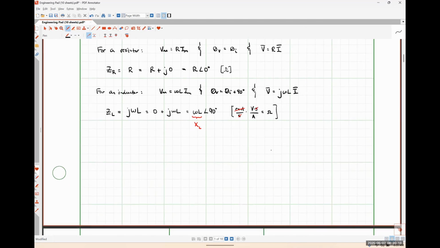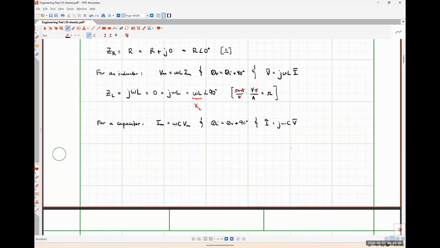For a capacitor, we have the relationship that the magnitude of our current is equal to omega C times the magnitude of our voltage. We have the relationship that theta I is equal to theta V plus 90 degrees. And lastly, we have the relationship that phasor current I is equal to j omega C times phasor voltage V.